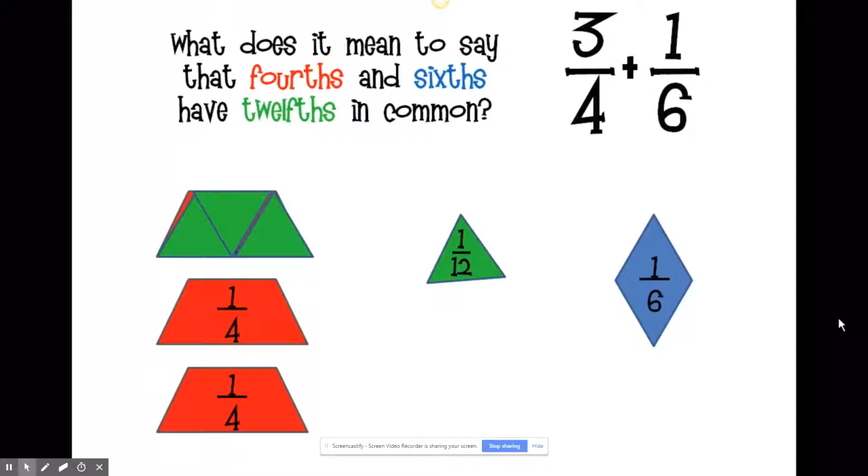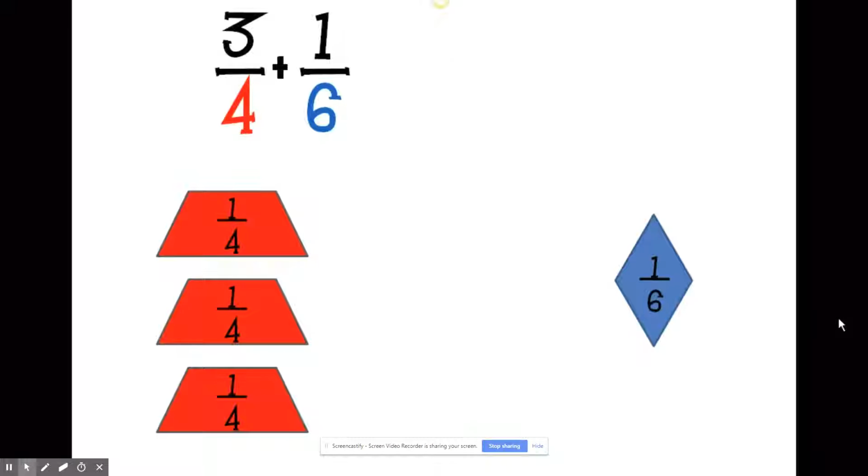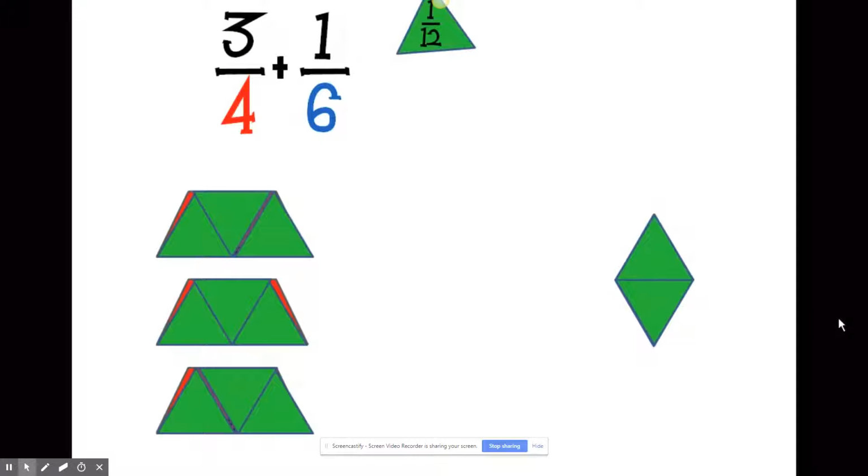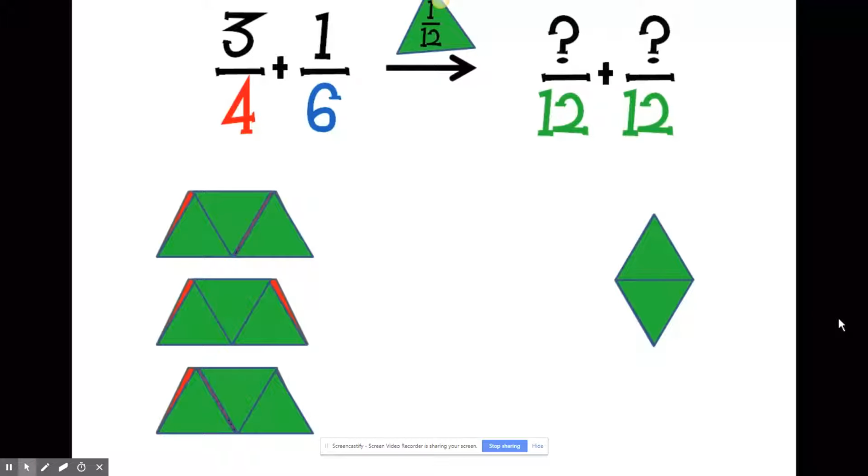Do you see how the green triangles very nicely cover up the red trapezoids? It also works with the blue diamonds. So we say that 12ths is a common denominator. Now, when we say that we've got 12ths as a common denominator, that changes the way our addition problem looks. It's no longer 3/4 plus 1/6, it becomes 12ths as the denominator. However, we have to get different numerators. So let's see how we do that.